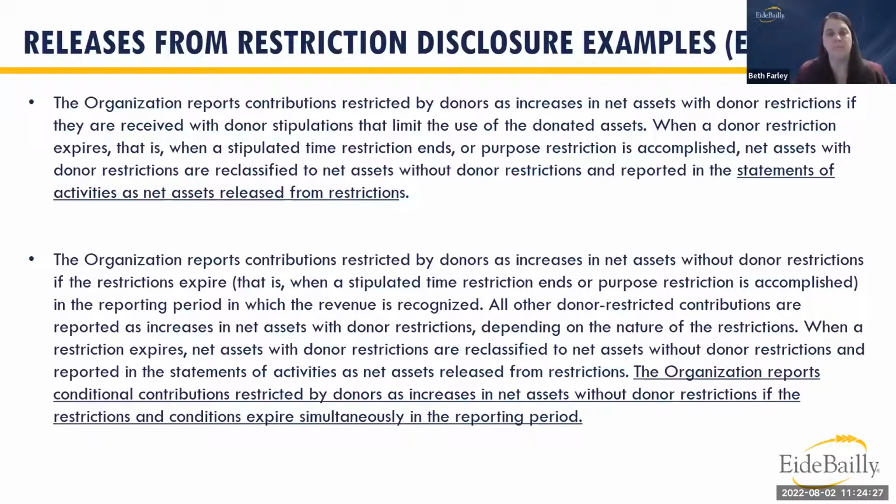And so that's why I'm saying it's important to understand how your organization has chosen to present those in your financial statements, because you need to gather that information to make sure that the financials are properly reporting the contributions with or without donor restrictions, and then also the release from restrictions. So if you're not sure, make sure that you've done a little digging, look at your financials and go through that and make sure that you're tracking that properly.